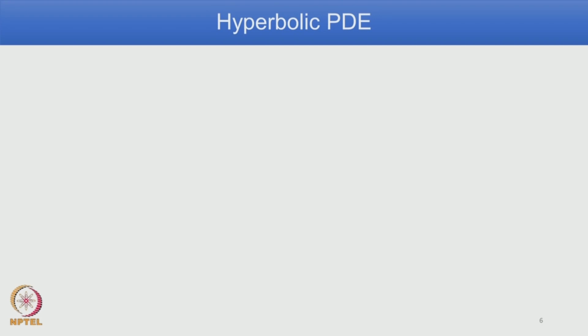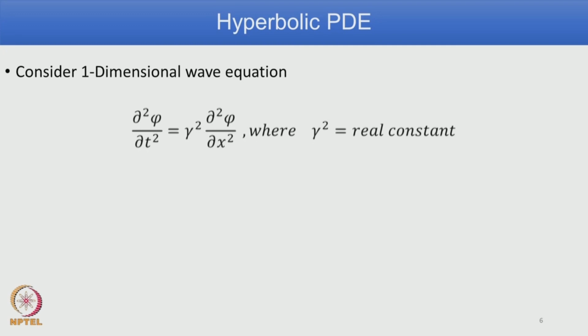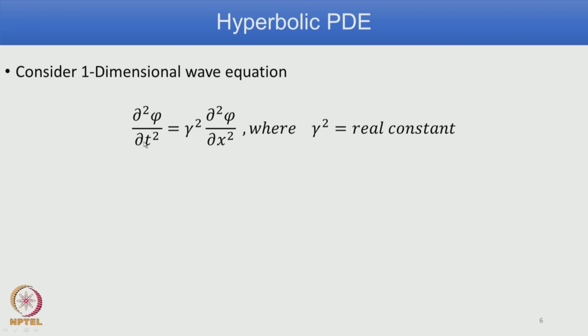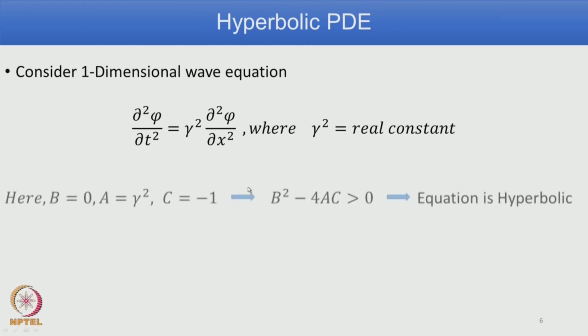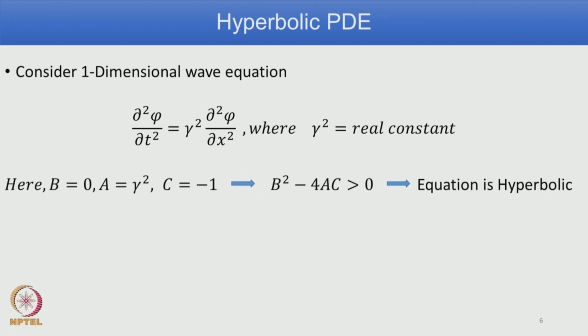The third category is specifically called hyperbolic PDE. We consider the one dimensional wave equation, which is second order: dou squared phi by dou t squared equals gamma squared dou squared phi by dou x squared, where gamma squared is some real constant. By fitting this with the generic equation, we find the discriminant value b squared minus 4ac, and we observe that it is greater than 0, and for such a situation we classify the equation as hyperbolic.